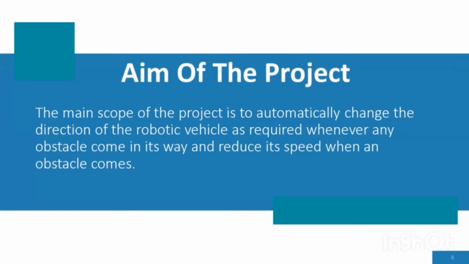The aim of this project, the main scope of the project, is to automatically change the direction of the vehicle as required whenever any obstacle comes in its way, and to reduce its speed when something like a speed breaker or some other obstacle comes on the road, which can be avoided by slowing down the speed.